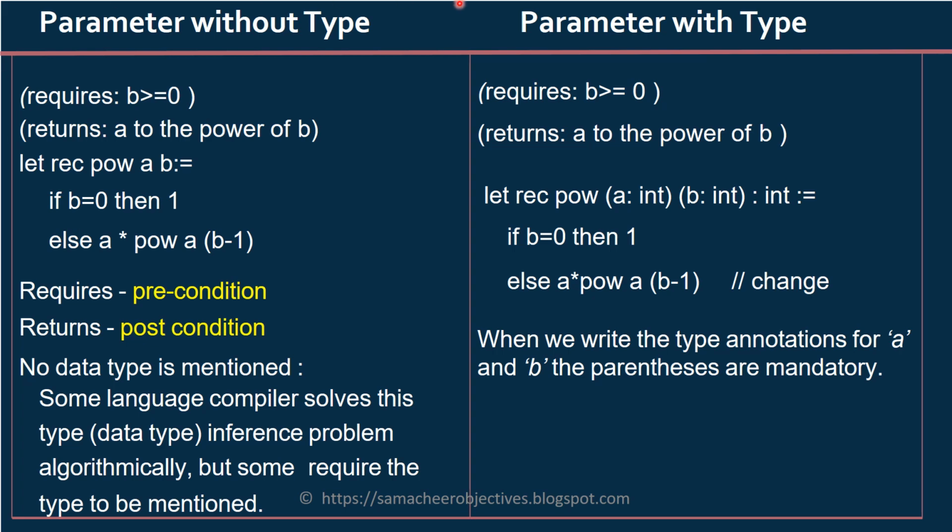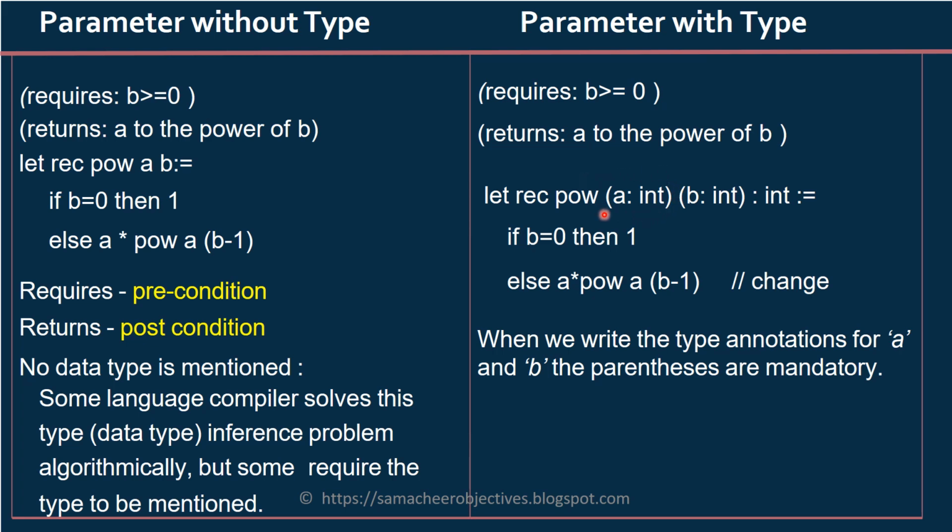Then the second one is the parameter with data type. Here also the same requires applies. Only if this condition is satisfied, this function will return. Then returns. What is the output of this program or function? A to the power of b. And this starts with the keyword let rec. The function name is pow, and a and b are integers. Mostly a power value means an integer, so we are giving a and b with the data type.